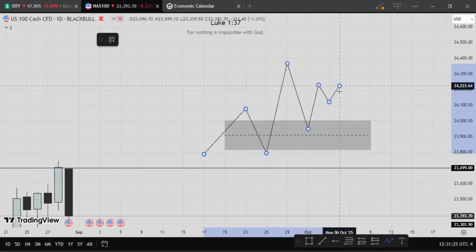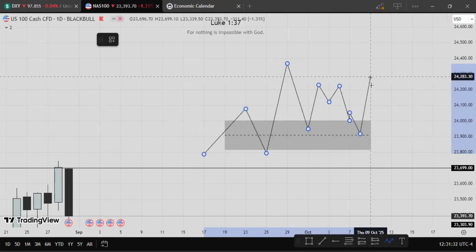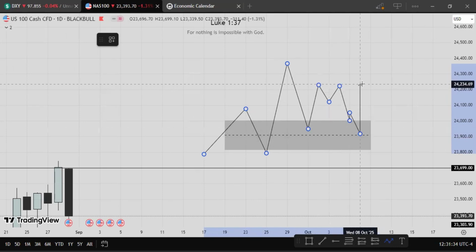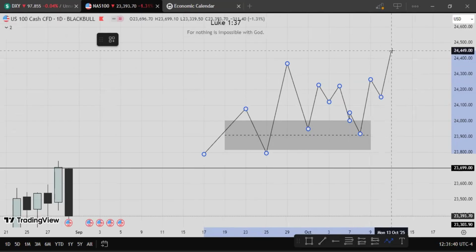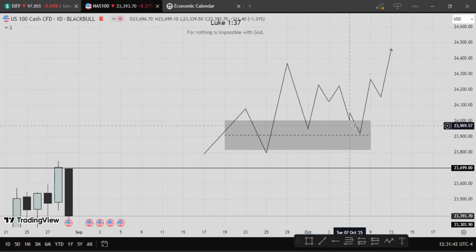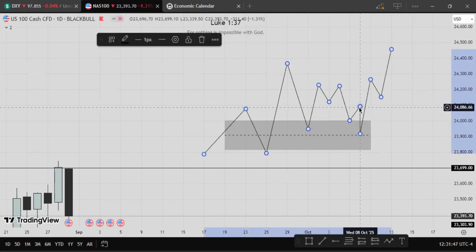During New York, I'll always expect us to come back into that turtle soup sweep, that low that we made at first, and then I'll target nice liquidity there. As soon as we take that out, break even, take off most of my positions, and then hold the rest for that liquidity, the resting buy side.